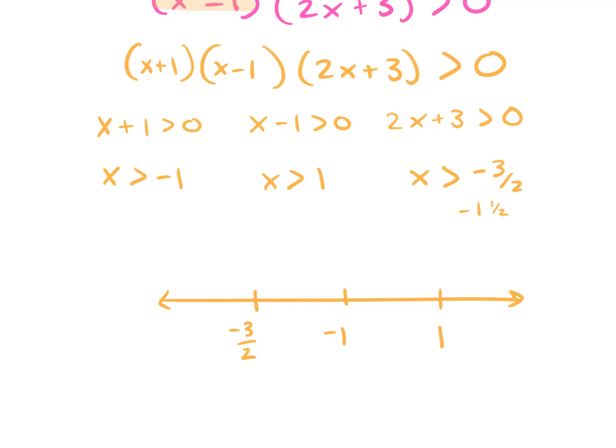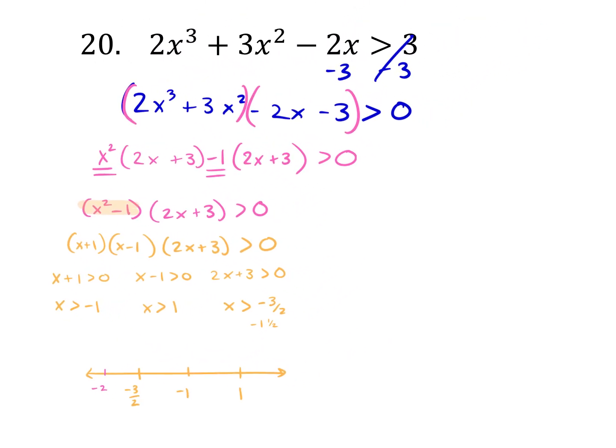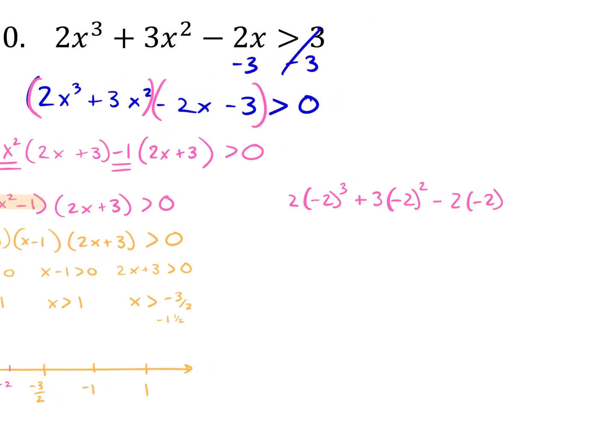Now we want to test values to see where we're going to shade. So let's just start with the left side. What's a number that's smaller than -3/2? Which would be -2. George said -4/2, which would be -2. So that works. That's smaller. Let's plug it in and see what we get. So I'm plugging it into my original question up top. So we have 2 times -2 cubed plus 3 times -2 squared minus 2 times -2 is greater than 3.